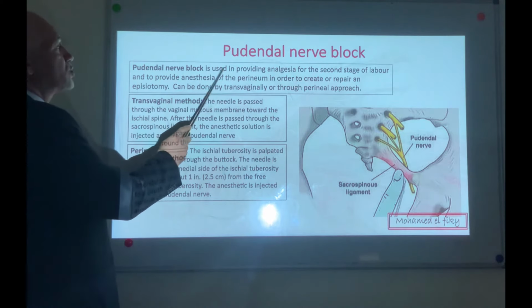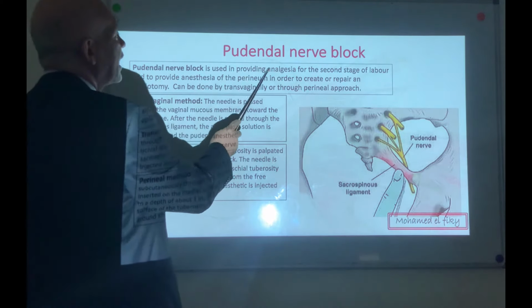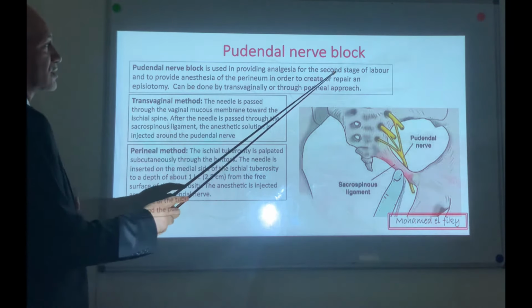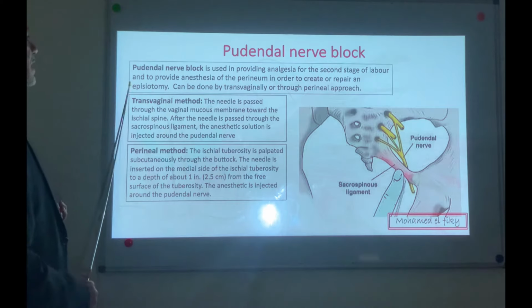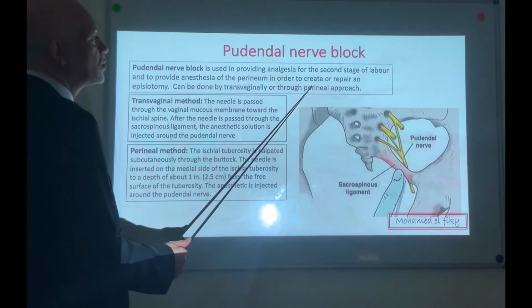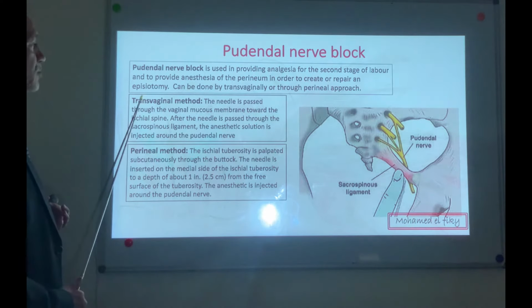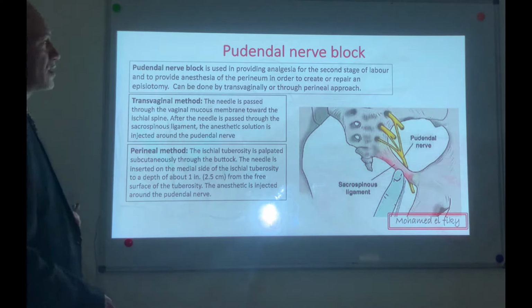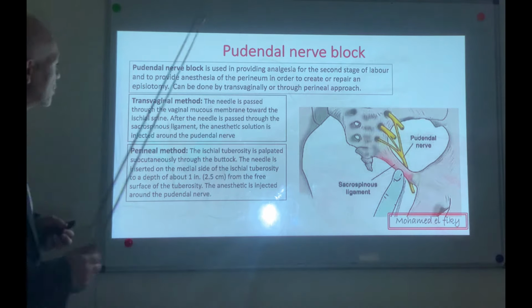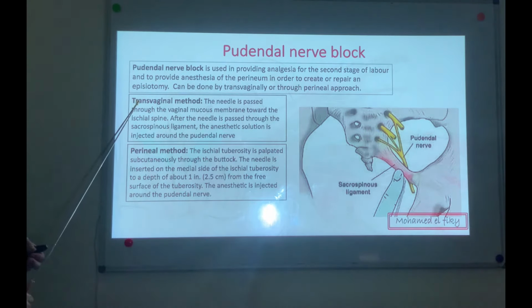Pudendal nerve block is used in providing analgesia for the second stage of labor and provides anesthesia of the perineum in order to create or repair an episiotomy. We do the pudendal nerve block through either what's called the transvaginal method or the perineal method.